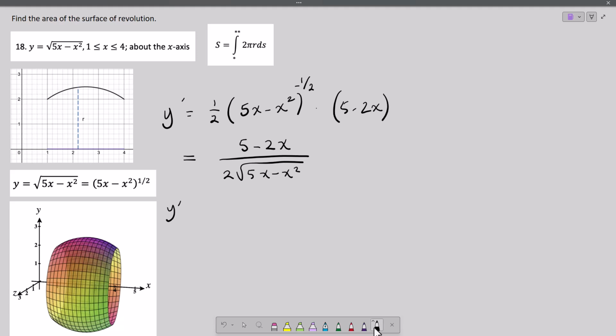But then in all these DS problems, we have to square this amount. I find it easier to square it before we put it inside the square root. You don't have to, but I find it a little bit cleaner to square it before you throw it into the square root. So there's y prime squared.